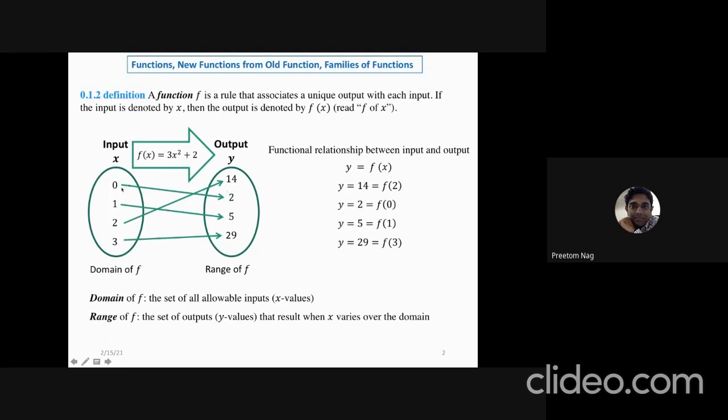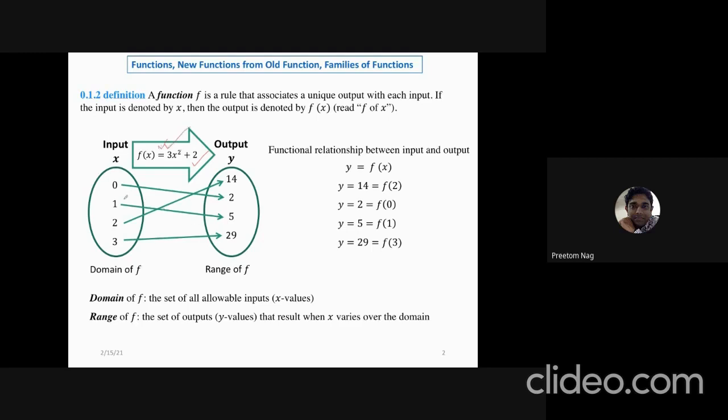And if I connect one element with another element from these two different sets, then you will be able to see that 2 is related with 0 by this relationship, 3x square plus 2. 14 is related with 2 by this relationship, 3 into 2 square plus 2. 5 is related with 1. 29 is related with 3 according to this relationship, right?